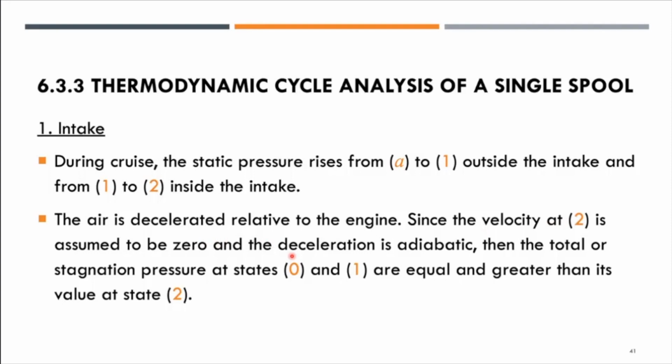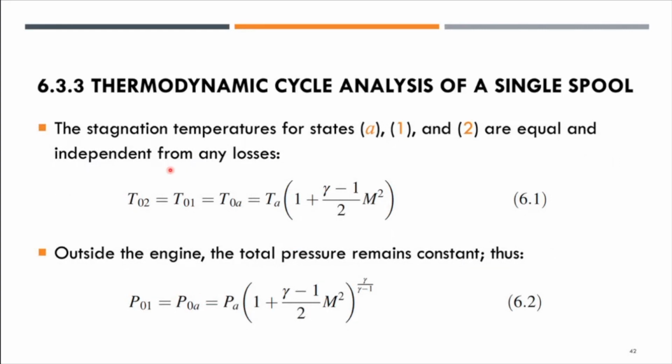Okay, the air is then decelerated relative to the engine since the velocity at stage 2 is assumed to be 0. And then the deceleration is adiabatic. Then the total or stagnation pressures at states 0 and 1 are equal and greater than the value at 2. So the stagnation temperatures for states A, 1 and 2 are equal and independent of any losses. So you can get the corresponding value of T02, which is equal to this expression.